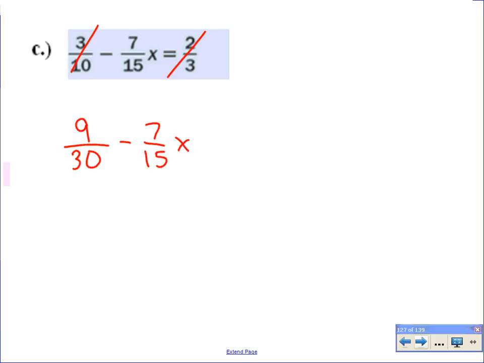Rewrite your -7 over 15x equals, we need to convert 2/3 to something over 30. 30 divided by 3 is 10. 10 times 2 is 20. So this changes to 20 over 30. Nathan S., what's the next step? Good job. So subtract 9/30ths from both sides.